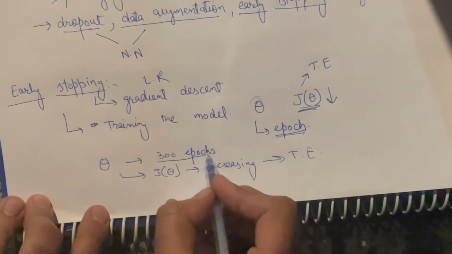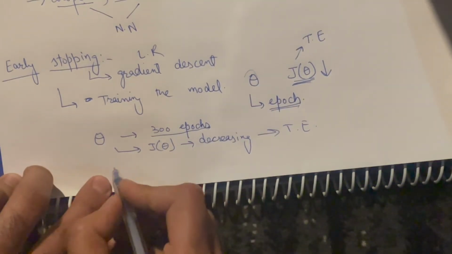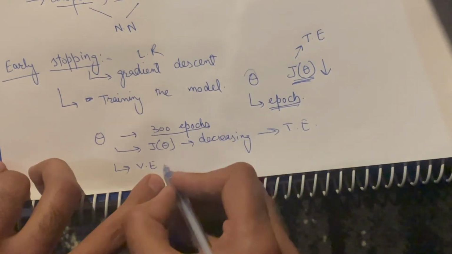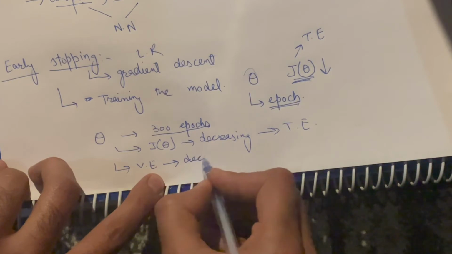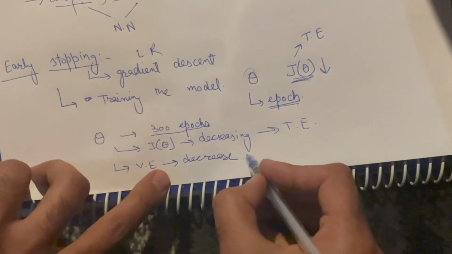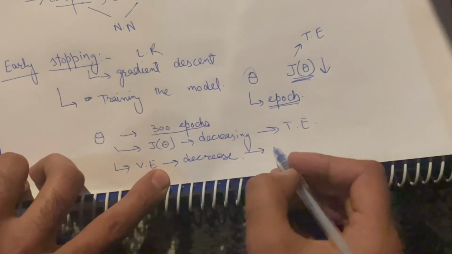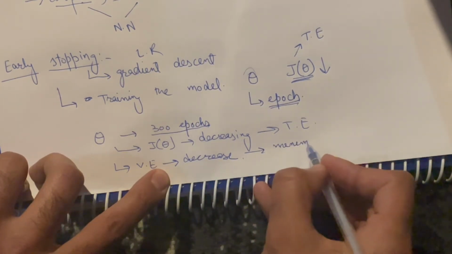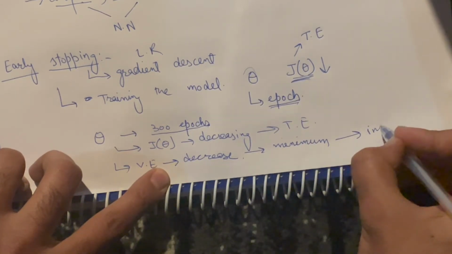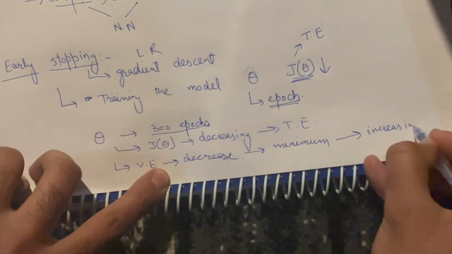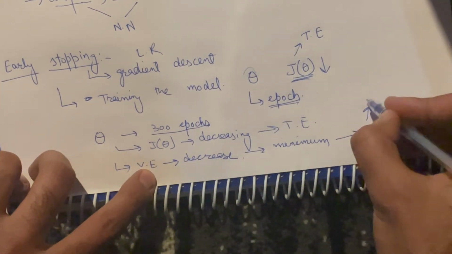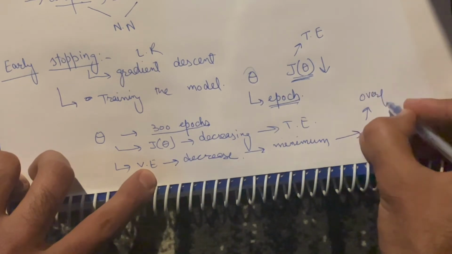Now after some epochs, I will also check the validation error, because validation error will also decrease. However, after some time, this validation error will reach a minimum, and then again start increasing. Increasing means that now there is high validation error. So that means our model is now overfitting.